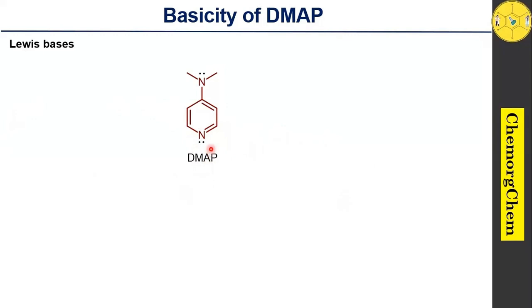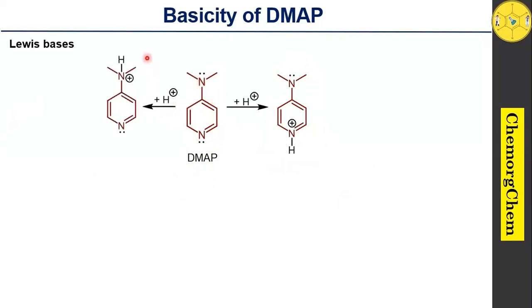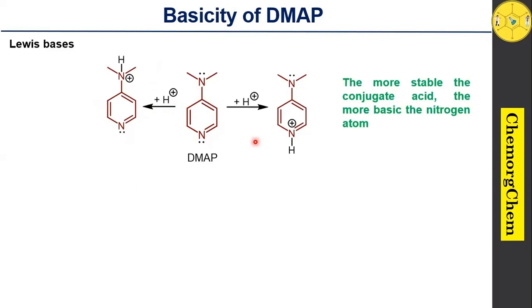Now imagine that this nitrogen reacts with acid, which readily produces this corresponding conjugate acid. On the other hand, if this nitrogen atom reacts with acid, that produces this corresponding conjugate acid. Now we should see which conjugate acid is more stable. The more stable the conjugate acid, the more basic the nitrogen atom, or otherwise that nitrogen atom is the more nucleophilic nitrogen.